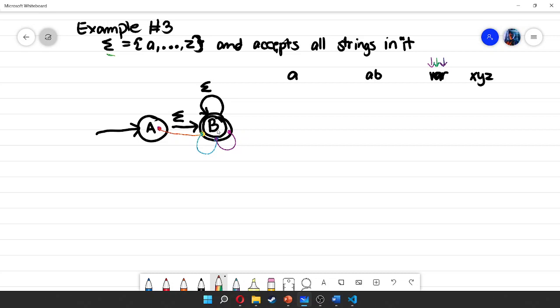Let me rephrase. Let's just say we read a random string and it ends up in state B. Is it possible that if there are subsequent characters in the input string, we can go back to state A? Actually, no. We cannot go back to state A, whatever the input is, once we are in state B. Because as you can notice, there is no arrow from state B to state A.